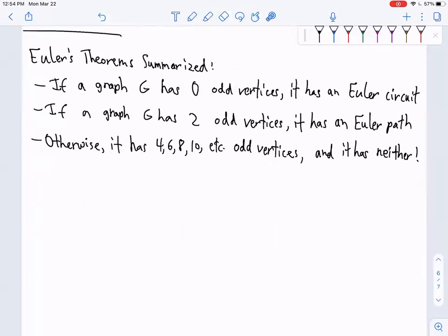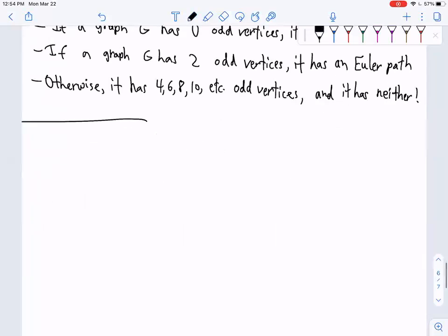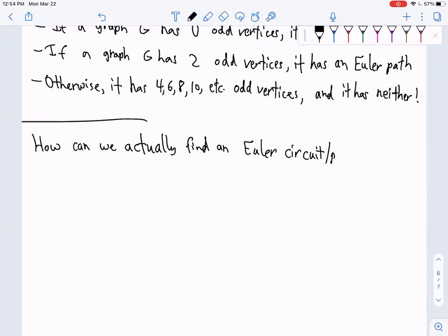Okay, so now we'll move on to the second half of this lecture, but there are only 10 minutes left, so it might be the first half of next lecture as well. So how can we actually find an Euler circuit or path? We've counted up all the degrees. We know it's got to have one, but we don't know how to draw it. The answer is we use Fleury's algorithm.